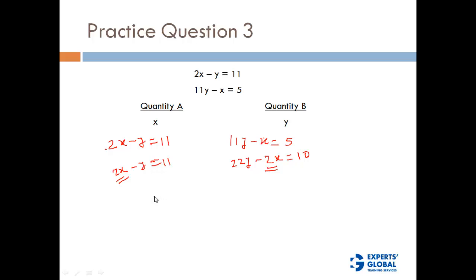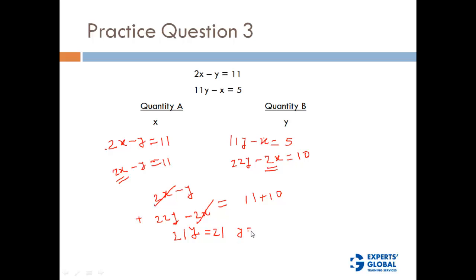So that means we get 2x minus y plus 22y minus 2x is equal to 11 plus 10, right? So minus 2x and 2x get cancelled. So what do we get? 22y minus y is 21y, and 21y is equal to 21.